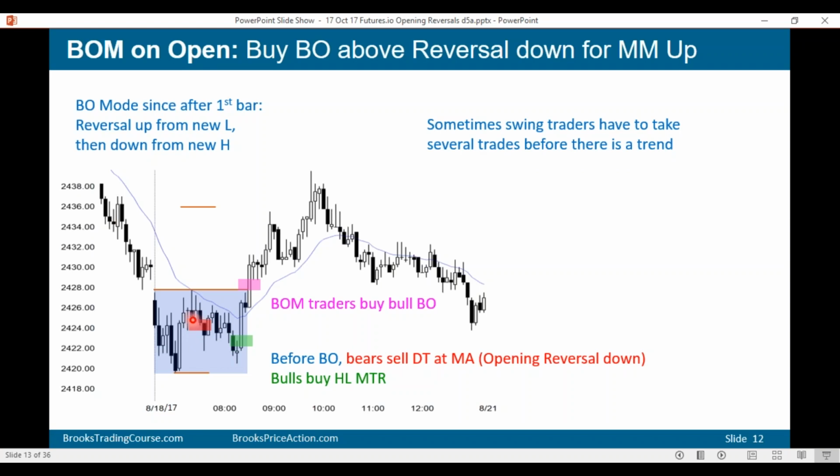So selling below here, we reverse up, reverse down, good sell signal bar just below the moving average, a reasonable sell. And then it failed. We got a higher low, and a lot of the bulls will buy this, trying to front run the breakout above here, buying, hoping that we get the bull breakout and then a measured move up.